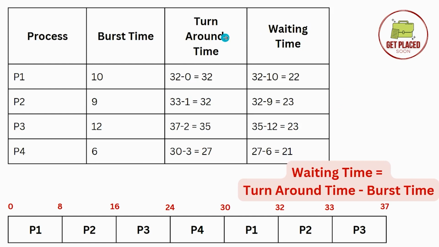Moving ahead, calculating waiting time. From the turnaround time you got in the previous table, you can subtract burst time from turnaround time to get waiting time. So 32 minus 10 is 22, 32 minus 9 is 23, 35 minus 12 is 23, 27 minus 6 is 21. So this is how you calculate waiting time for each process. Now if you need to calculate average waiting time, take the sum of all waiting time values divided by the total number of processes, that is 4. So this is how you calculate response time, turnaround time, waiting time.